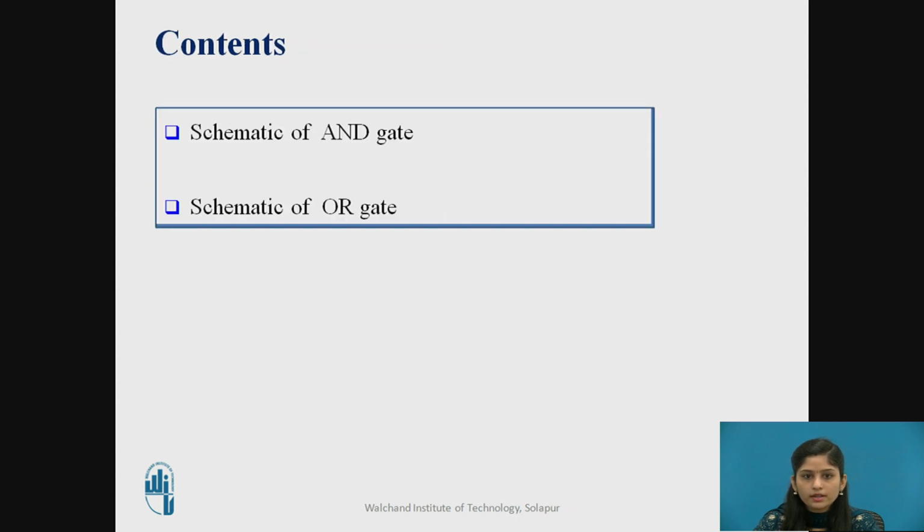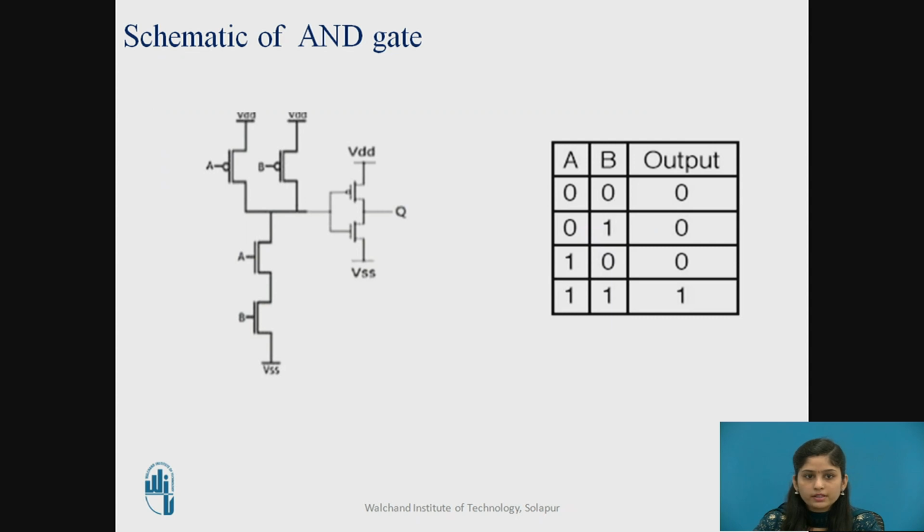These are the contents. Today I am going to take, first of all, an introduction on the design of the schematic of AND gate and the schematic of OR gate. Now let us start with the schematic of AND gate. For AND gate, we require two PMOS connected in parallel and commonly connected to the VDD supply, and two NMOS connected in series and connected to ground. We provide two inputs, A and B.